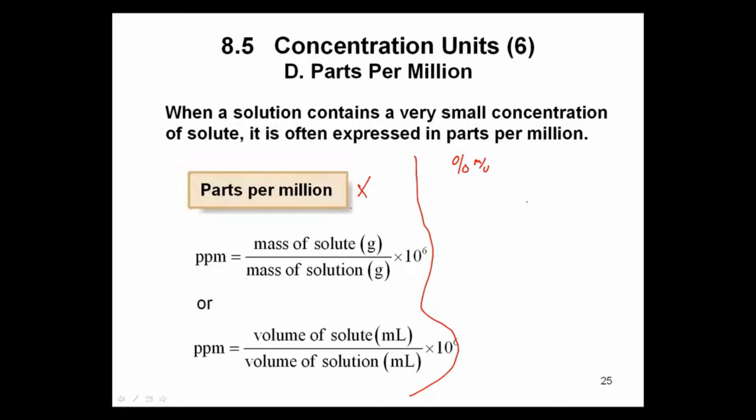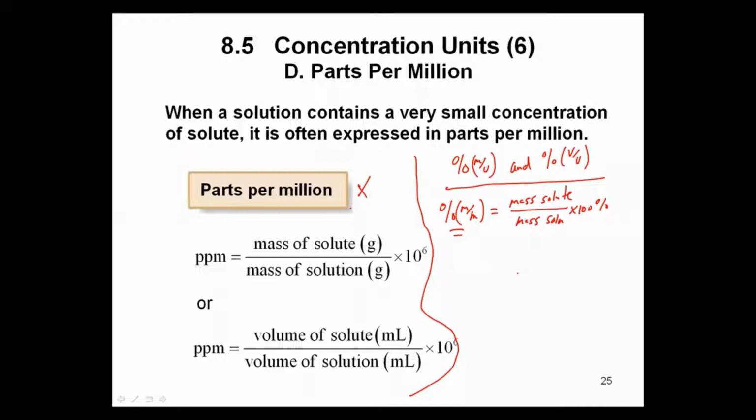Volume to volume. The third percentage one is sometimes referred to as percent mass to mass. And that is the mass of the solute divided by the mass of the solution times 100%. So that's a very common percentage unit, which is percent mass to mass.